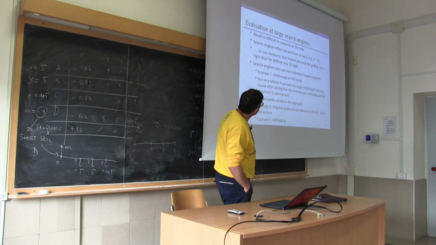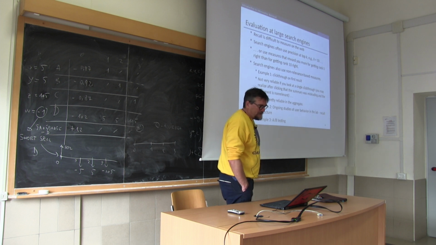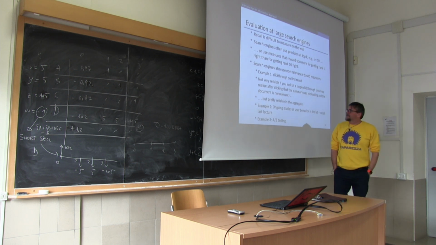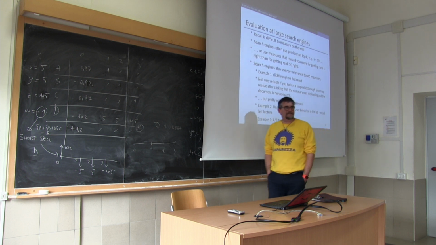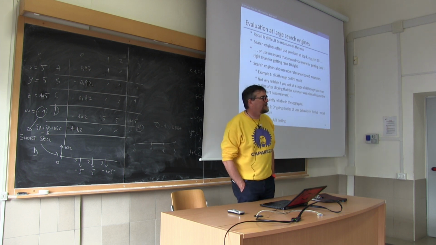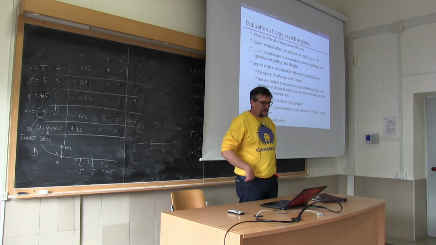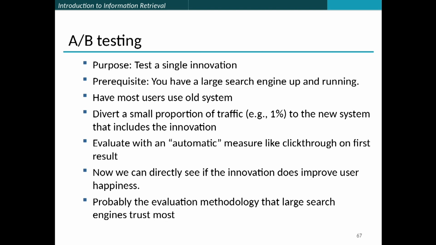So what you can do is consider the precision of the top K, or you can use another technique named A/B testing, which is very practical, and it's actually the approach that has been employed for the evolution of web engines. What is the idea of A/B testing? Suppose that you want to test a single innovation, so it's a controlled experiment. You introduce one small change in the ranking algorithm. What you do is the following.